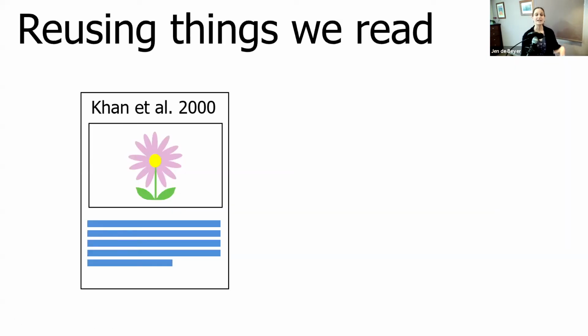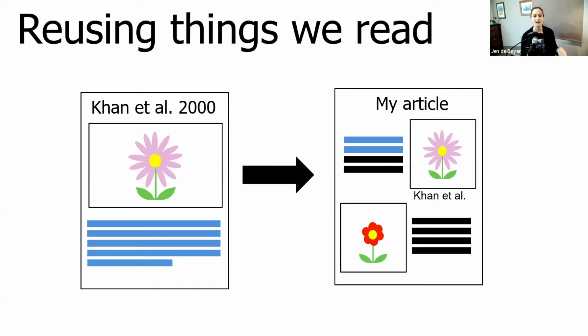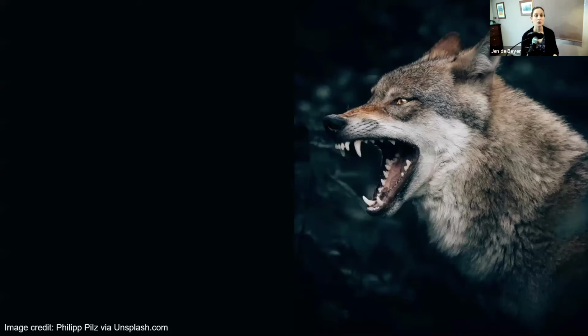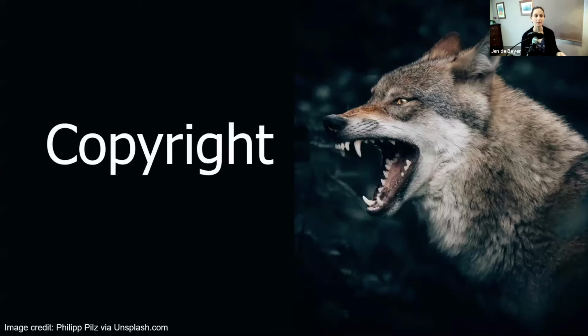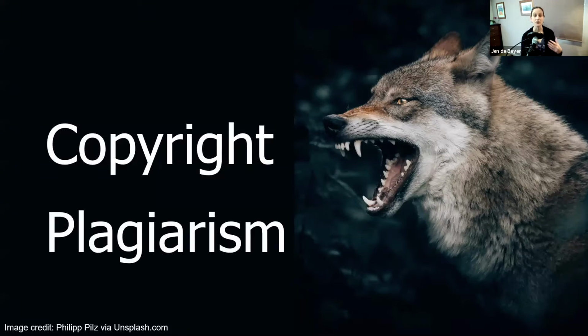So reusing ideas and content. When you're reading other people's work, often you'll find something absolutely perfect for the thing that you're working on, and you'll want to reuse their content and ideas inside your own articles. But there are rules that we need to follow to make sure that we're doing this both ethically and legally. From the legal side, we need to think about copyright and copyright infringement. And from the ethical side, we need to think about plagiarism.